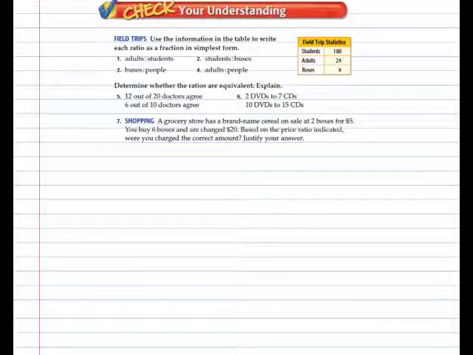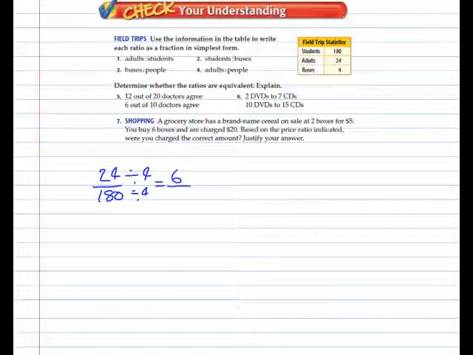Use the information in the table to write each ratio as a fraction in simplest form. So adults to students. I have 24 adults. I have 180 students. I can divide both of these by 4. I recognize that that is a common factor. It may not be the greatest common factor, but I'm just going to get started here. That goes 45 times. I notice that I still have 3 as a common factor. And so what I end up with here is 2 to 15. 2 adults to 15 students.